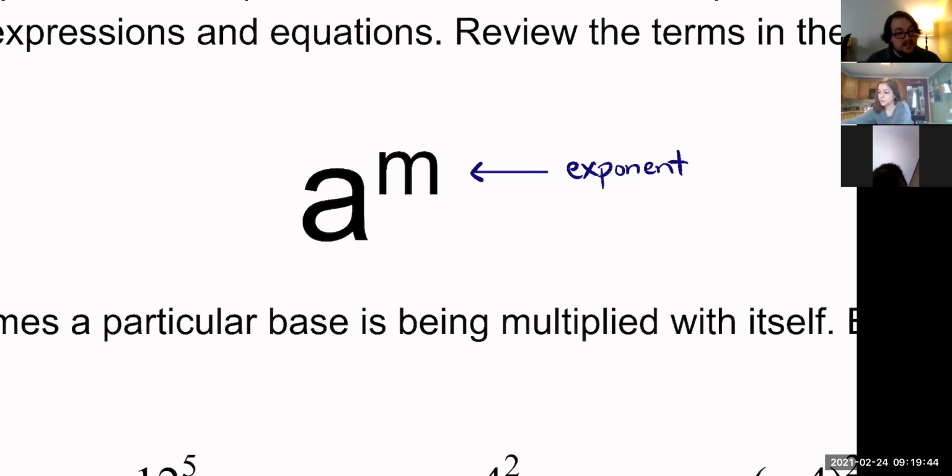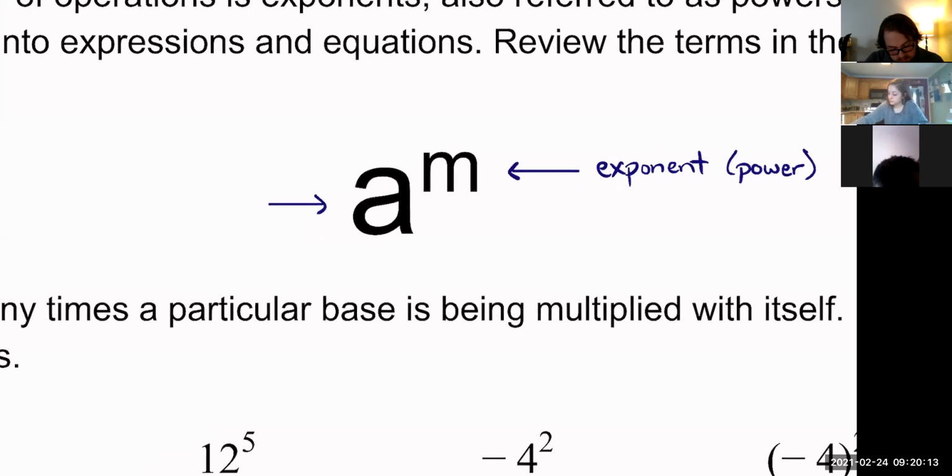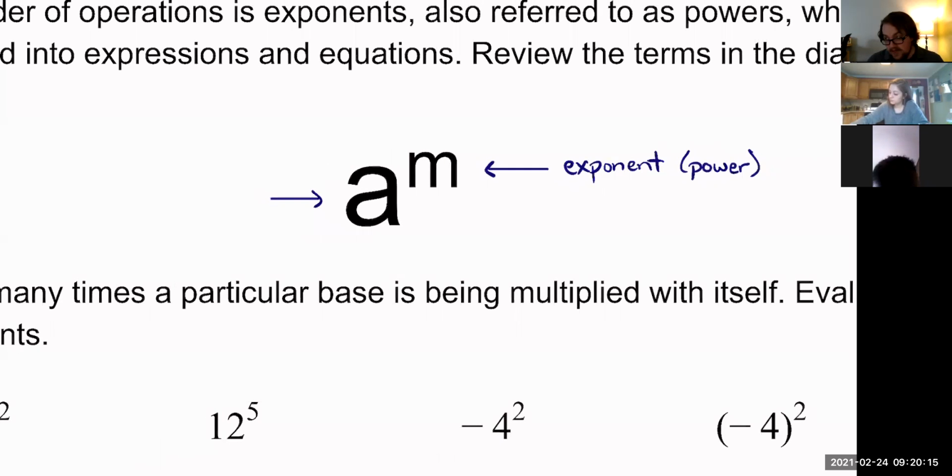Now, what you may sometimes hear me refer to it as also is a power. I typically use those words interchangeably. They are describing the same piece, which is the exponent. But depending on the context you're reading it in, it may also be referred to as a power. Now, the thing about exponents, they cannot exist by themselves. Every exponent must be attached to a larger written piece or value, and that is called its base.